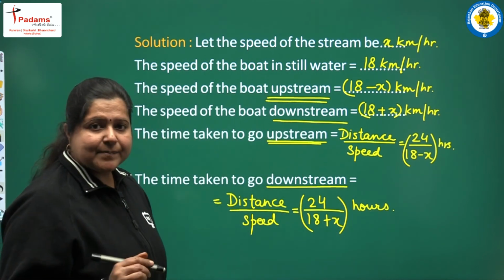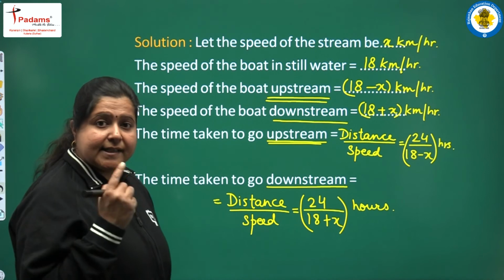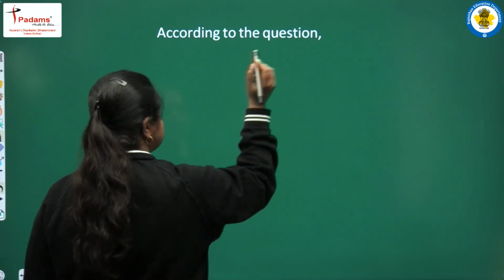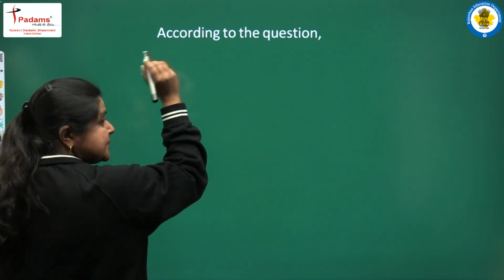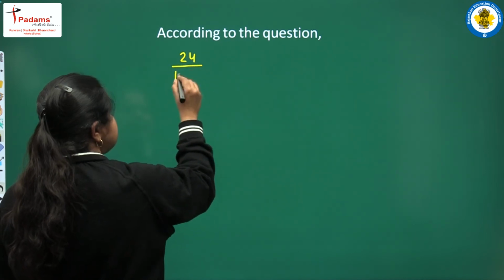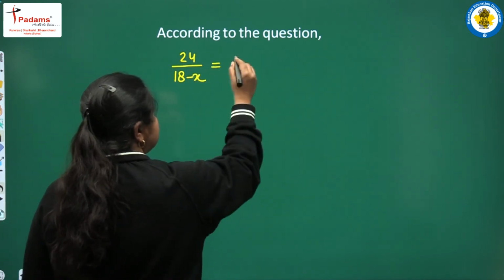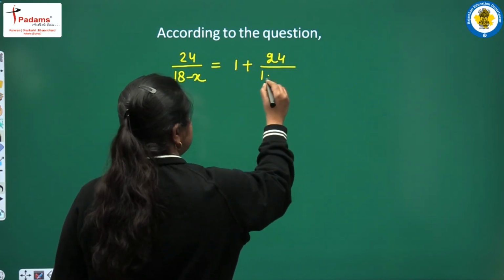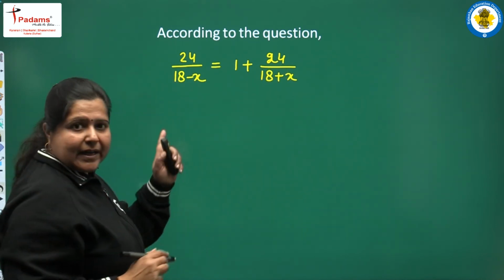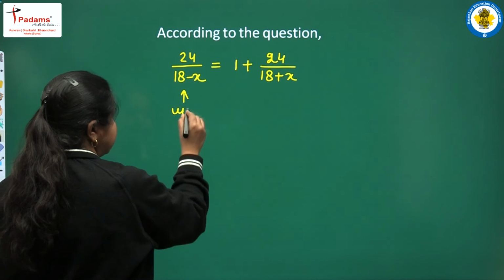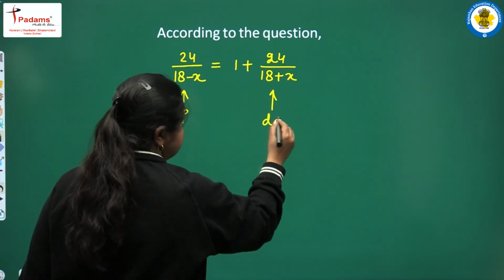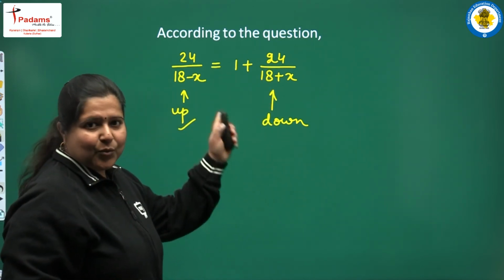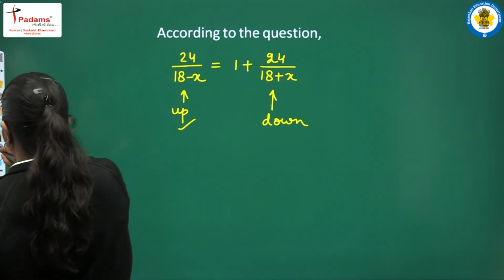ओके, नाउ इट हैज बीन गिवन कि अपस्ट्रीम मोशन में 1 घंटा ज़्यादा लग रहा है डाउनस्ट्रीम मोशन से. So let us write it in the form of one equation. According to the question, the time taken in upstream motion, it is given by 24 upon 18 minus x, ये है 1 hour more than the time taken in the downstream motion, 24 upon 18 plus x. ये समझ में आ रहा है आपको? ये है upstream motion का टाइम और ये है डाउनस्ट्रीम मोशन का टाइम. और क्वेश्चन में दिया है कि अपस्ट्रीम मोशन में 1 घंटा ज़्यादा लग रहा है, तो वही हमने इक्वेशन फॉर्म में रिप्रेजेंट कर दिया है.